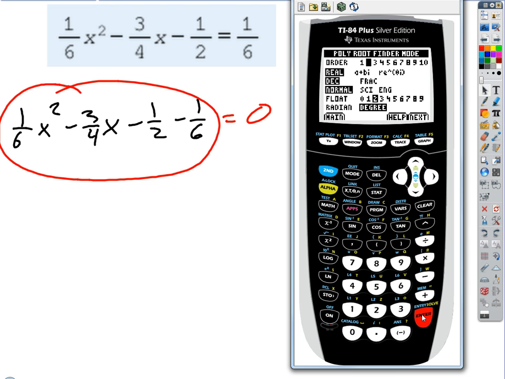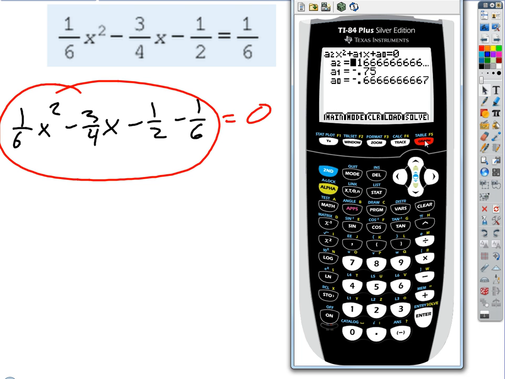The order needs to be 2, meaning the highest power of x is going to be x squared because it's quadratic. We can choose real or imaginary, but we just want real here. And then we just go down to next. So I hit F5, and it just wants to know what the coefficients are.